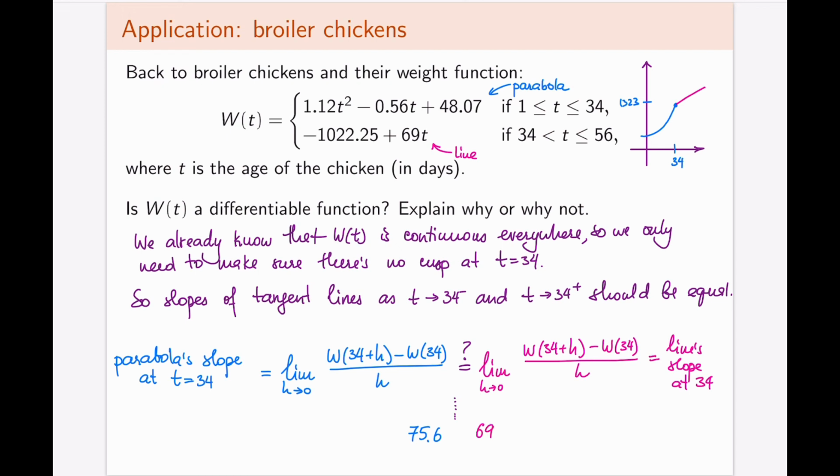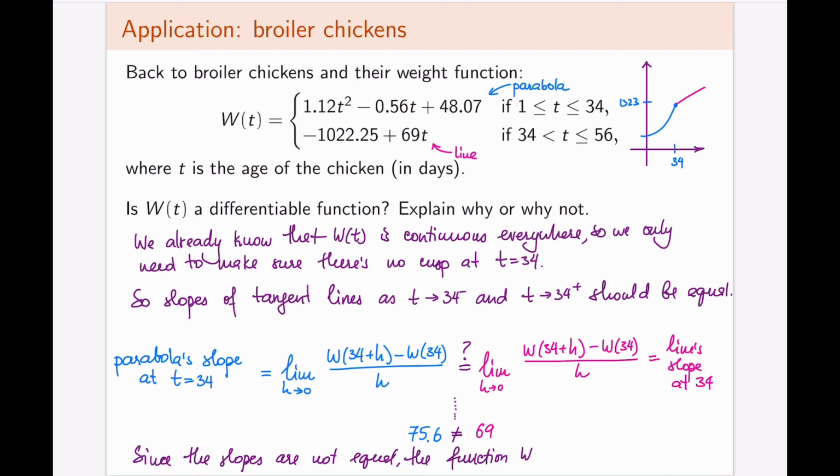Now, of course, these two numbers are not equal. That means that the slope coming from the left is steeper at 75 than the slope coming from the right at 69. They're not the same, which means that the two tangent lines are not the same, which means that I cannot draw a single unique tangent line at that point, and therefore the function is not differentiable at 34. Since the slopes are not equal, the function is not differentiable at 34.